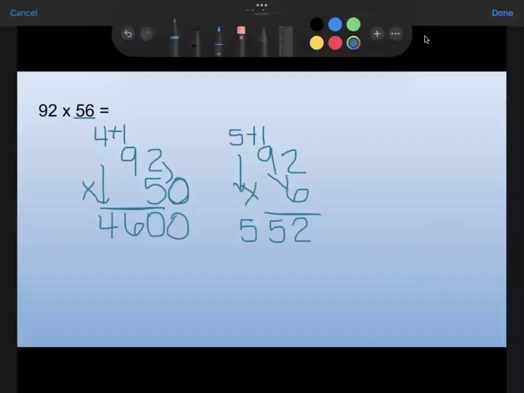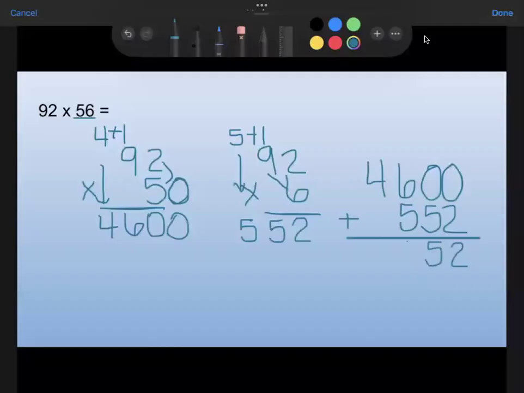To get my final answer, I'm going to add those together, 4,600 and then 552. So let me add those up. That would be 2, 5, 11, and 5. So my final answer to this would be 5,152.